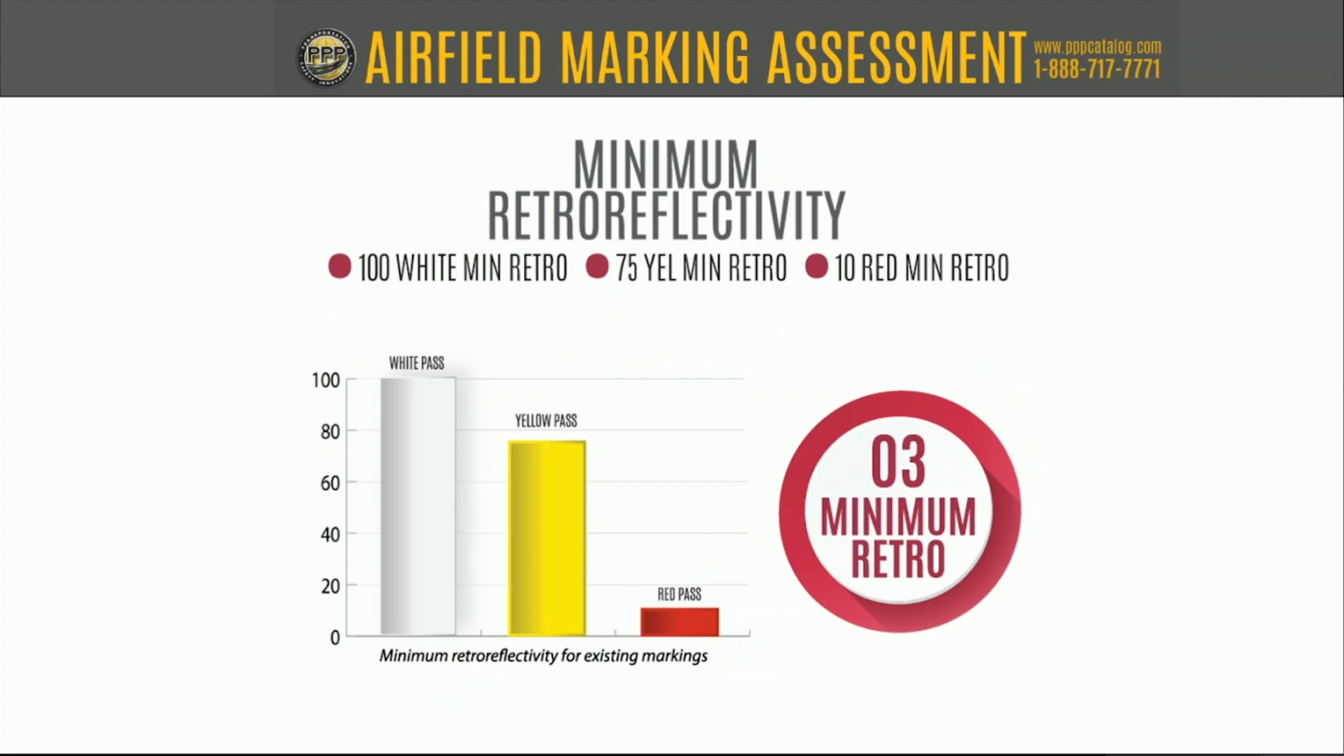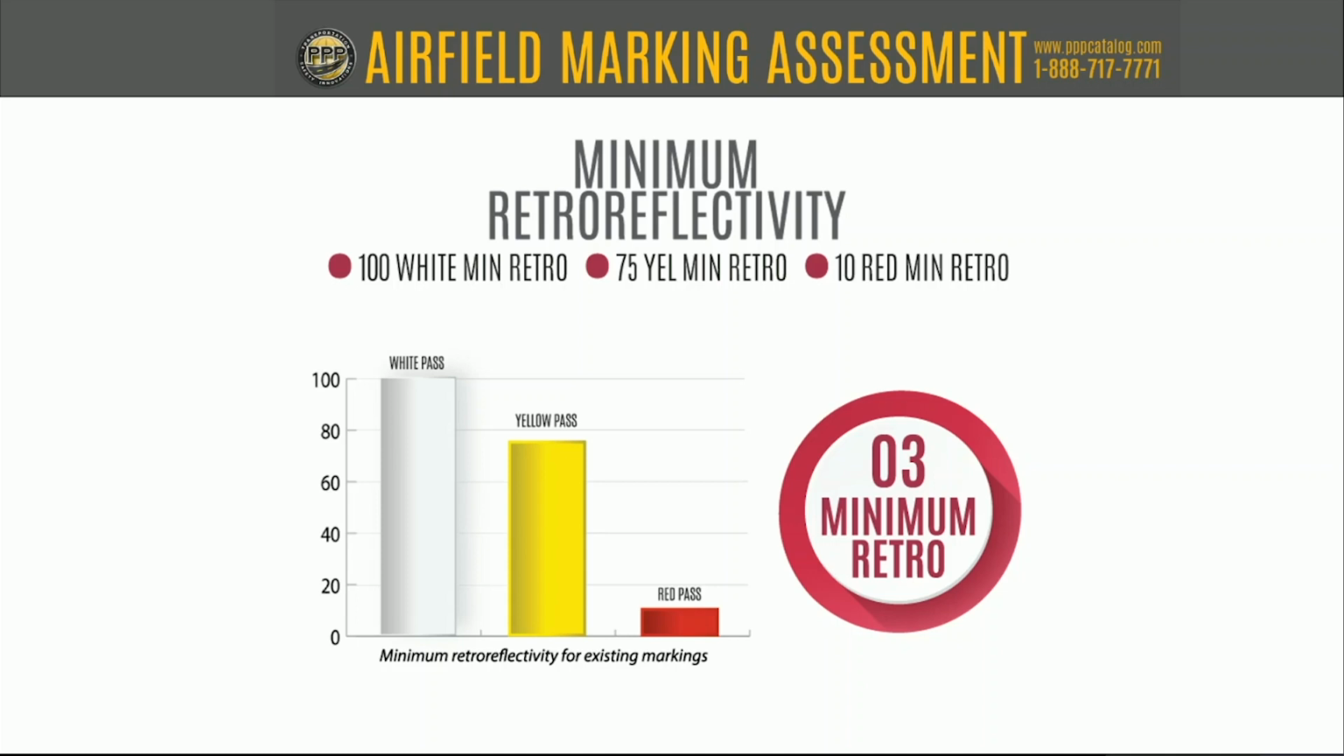It also included, the last line was essentially a minimum standard or a threshold at which the FAA believed that an airport should consider remarking. So here are your levels right here for on white markings. Your retro levels should be 100 millicandelas or greater, 75 millicandelas on yellow, and 10 on red. And that is irrespective of material type.